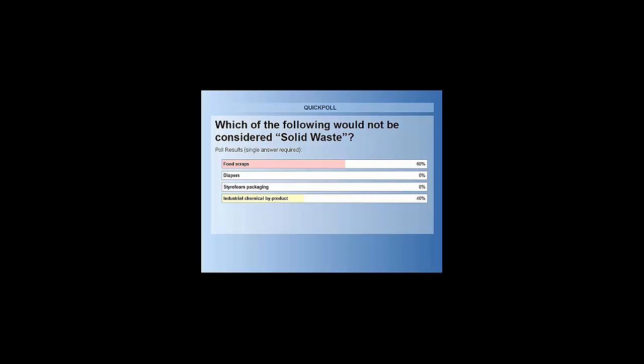Industrial chemical byproducts are actually handled through the Department of Toxic Substances and other mechanisms. They don't get thrown into landfills. They did at one point, but they no longer do. So we do not consider them part of our solid waste stream, and we don't track them in our solid waste reporting.